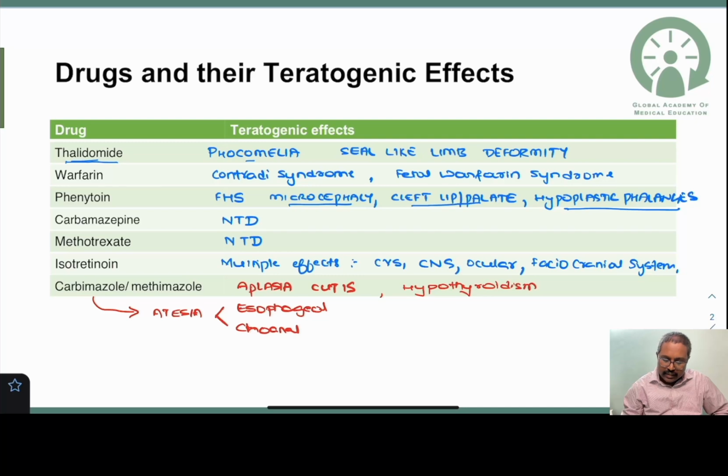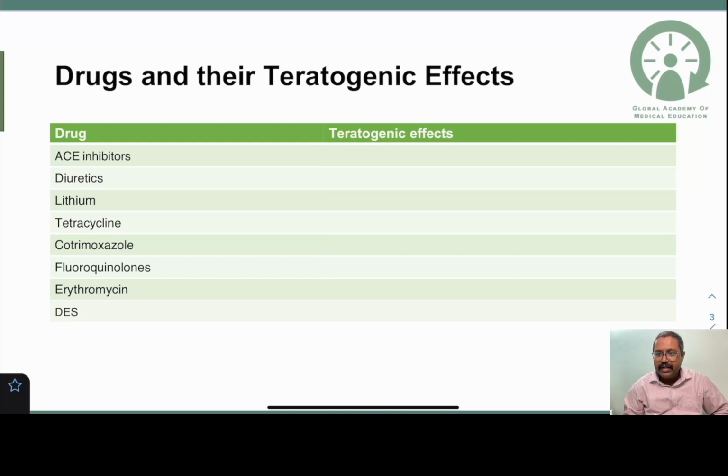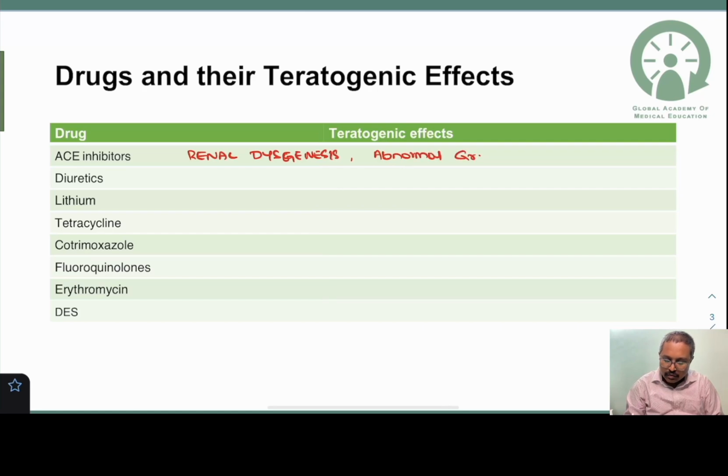We'll move on to the next drug which can cause some teratogenic effect. So we have ACE inhibitors, that is angiotensin converting enzyme inhibitors. These drugs can cause mainly renal dysgenesis, abnormality in the renal development, and also lead to abnormal growth. They'll be defective in growth. So what about diuretics? Diuretics can also cause renal dysgenesis as well as abnormal growth.